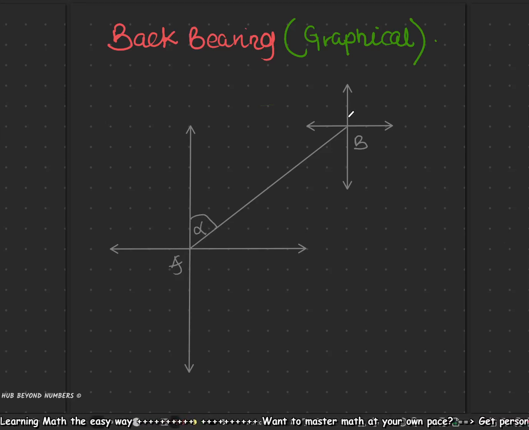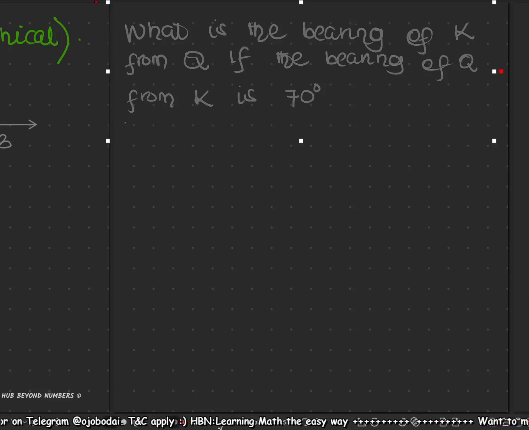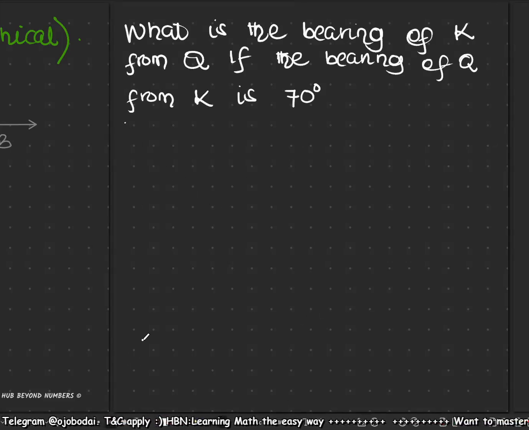We'll be looking at two ways of doing it: the graphical, and then the one where you use the formula. So without much ado, let's quickly look at how to work the graphical method. For this first question, it says, what is the bearing of K from Q if the bearing of Q from K is 70 degrees? To solve this, you can first of all represent it graphically.